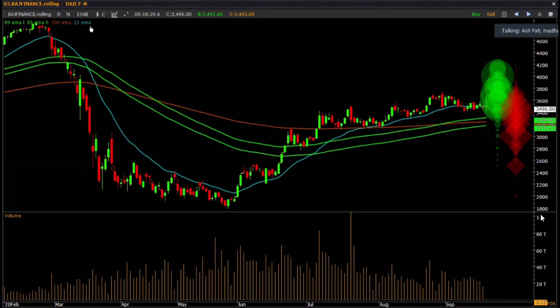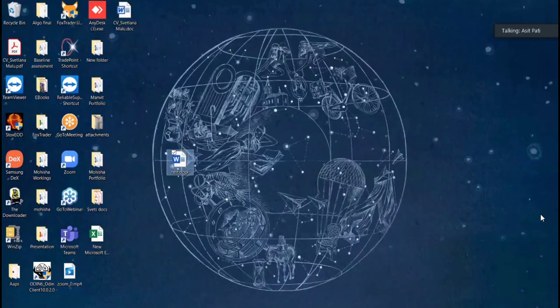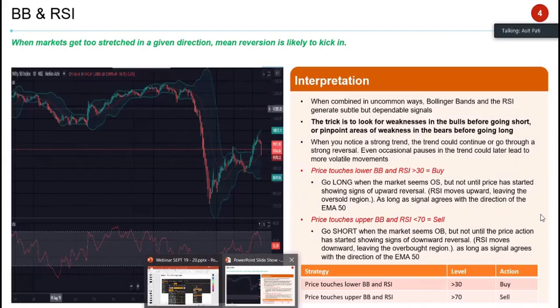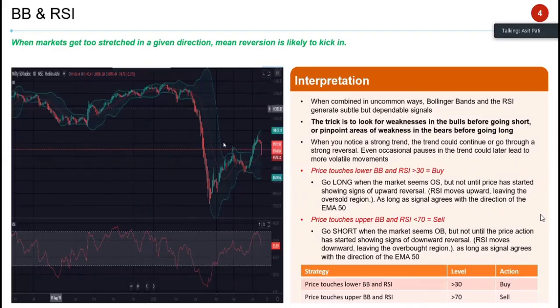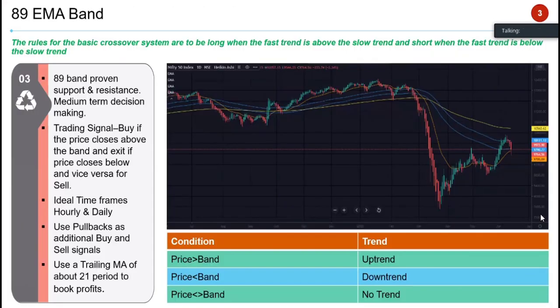What is 89? You have two lines for the 89 EMA. Why? What is L and H? I'm coming. Allow me some time, just a second. I've done the chart now. I hope you can see my PPT now. 89 EMA band.